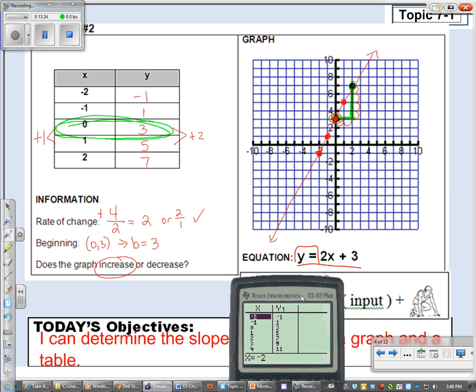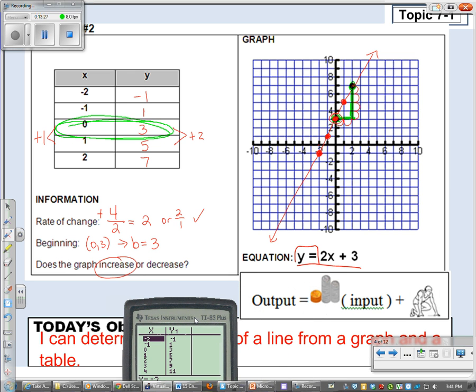I could have also picked this out from my equation, because notice my rate of change is the 2. My beginning is the 3. So it all checks out.